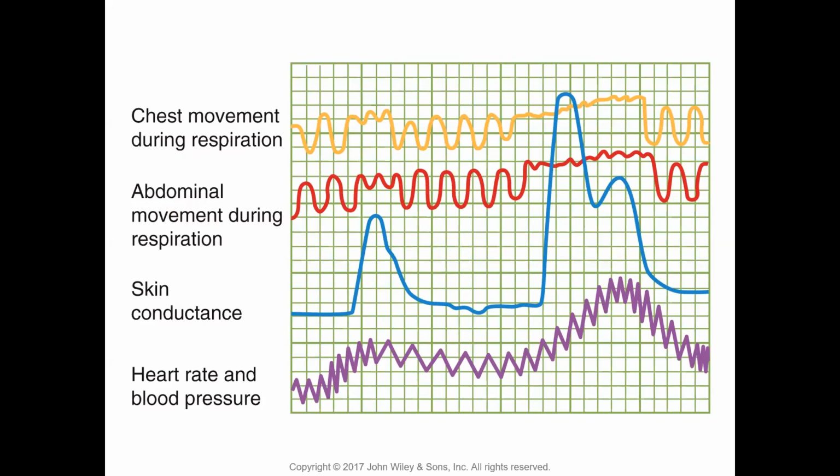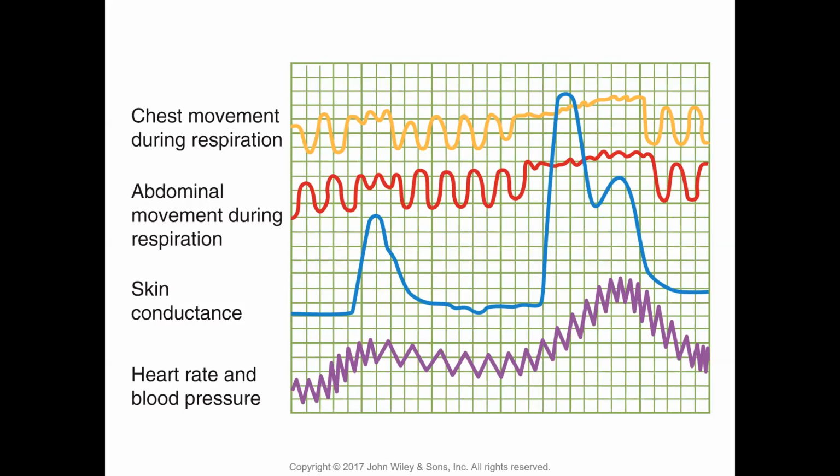So this image here is basically of a polygraph test reaction. On the left side is when the person is answering the questions truthfully. You've got a pretty regular chest movement during respiration. You've got a pretty regular abdominal movement during respiration. And the skin conductance is measuring your sweating. And the heart rate is, again, pretty regular. Blood pressure is pretty regular.